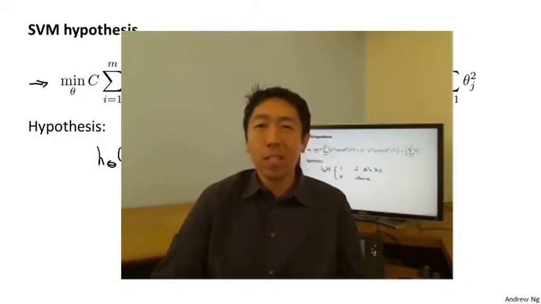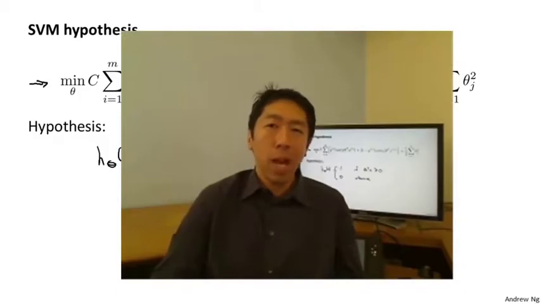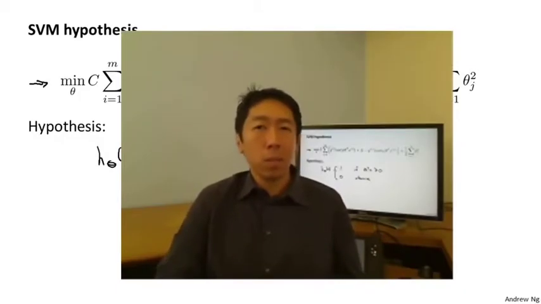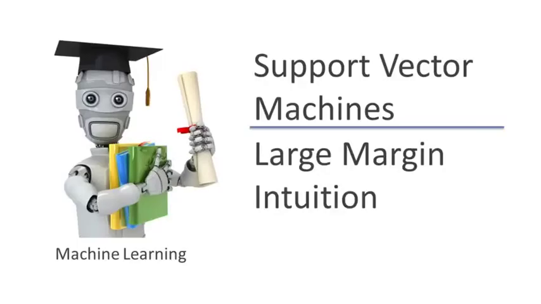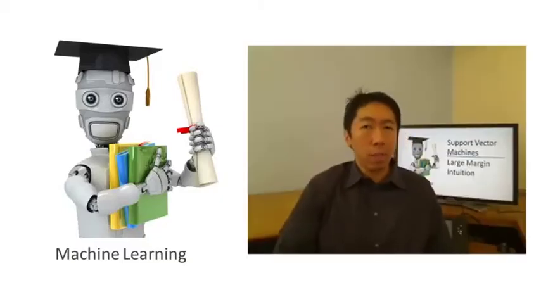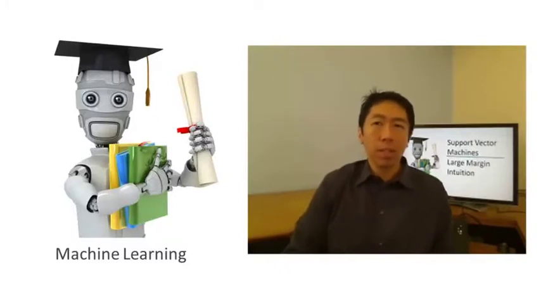In the next few videos, let's try to get better intuition about what this optimization objective leads to and what sorts of hypotheses an SVM will learn. We'll also talk about how to modify this just a little bit to learn complex nonlinear functions. Sometimes people talk about support vector machines as large margin classifiers. In this video, I'd like to tell you what that means, and this will also give us a useful picture of what an SVM hypothesis may look like.